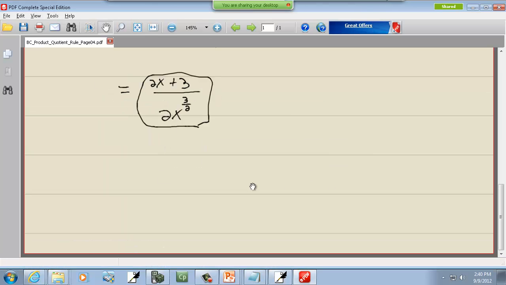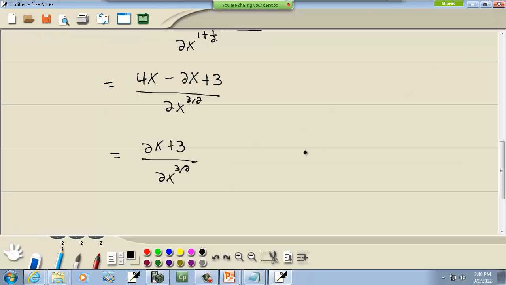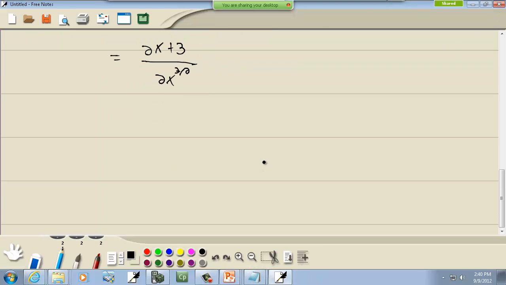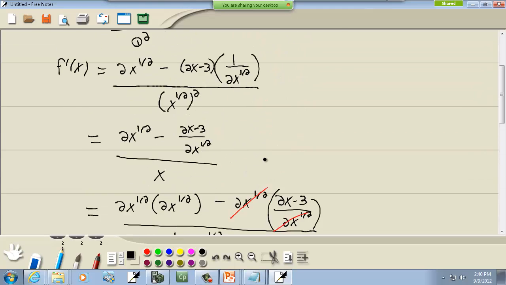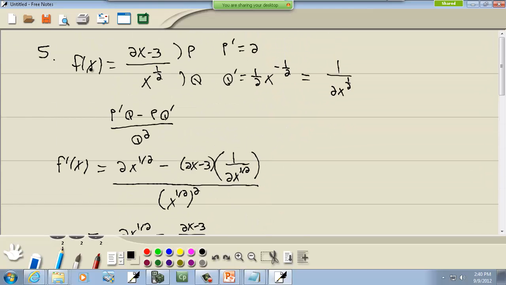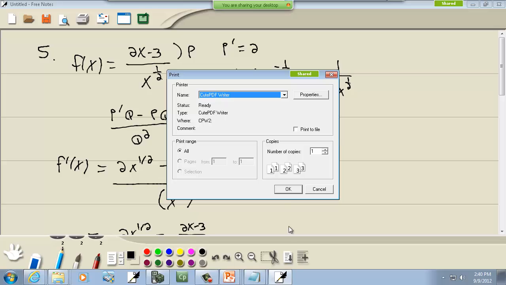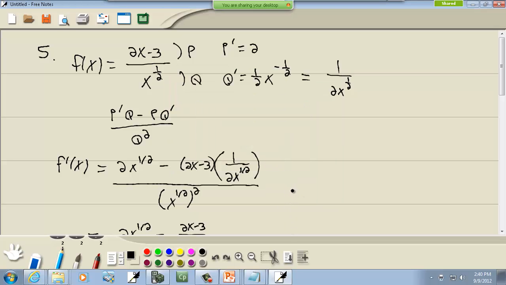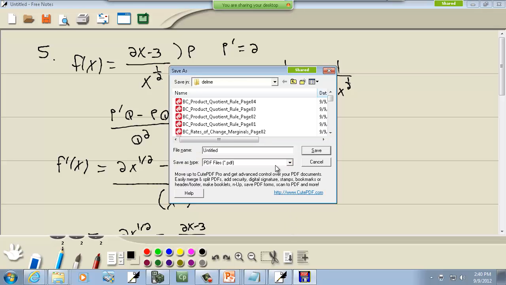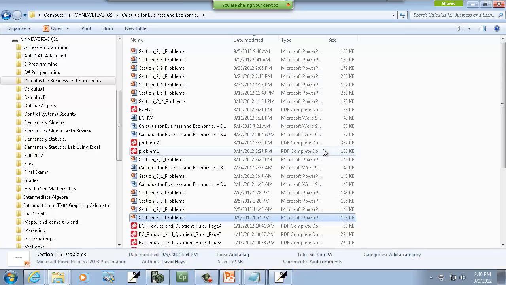2x plus 3, 2x to the 3 halves. Yep, that's right. Okay. I don't know. This is probably about the same amount of effort on that case. So sometimes it'll make it easier, sometimes not. Sometimes it's the same amount. Let me save that. Definitely that first one I showed you, it saves you time to do that.